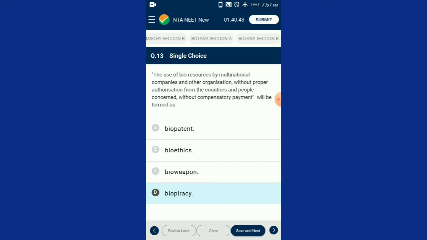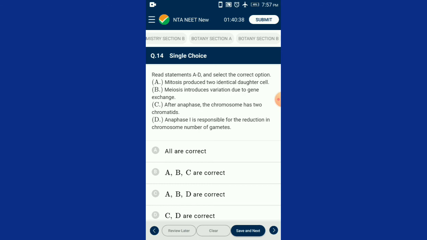Question number 14. Read the statements A to D and select the correct options. See the statement A. Mitosis produces two identical daughter cells, that is correct. B. Meiosis introduces variation due to gene exchange, that is also correct. C. After anaphase, the chromosome has two chromatids, that is incorrectly given.